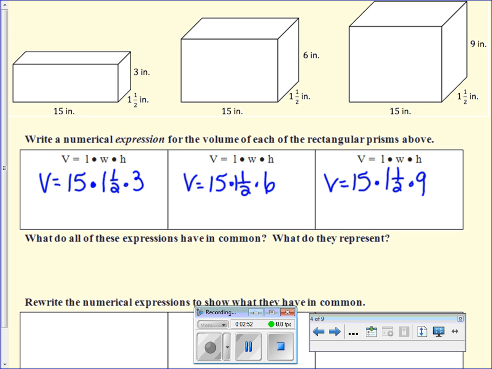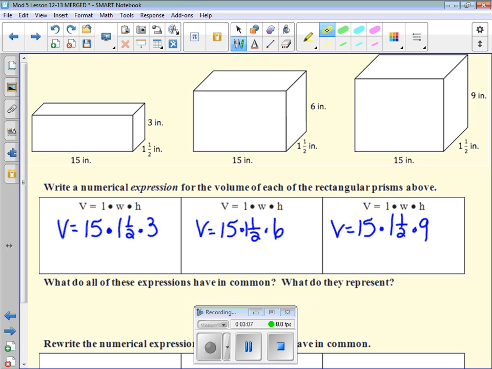Does anybody see anything in common? Or something that looks familiar? Wait a minute. I've seen something here before. All right, they all have this in common. The length is 15 and the width is 1.5. The length is 15, the width is 1.5. The length is 15, the width is 1.5. So they all have length times width in common.